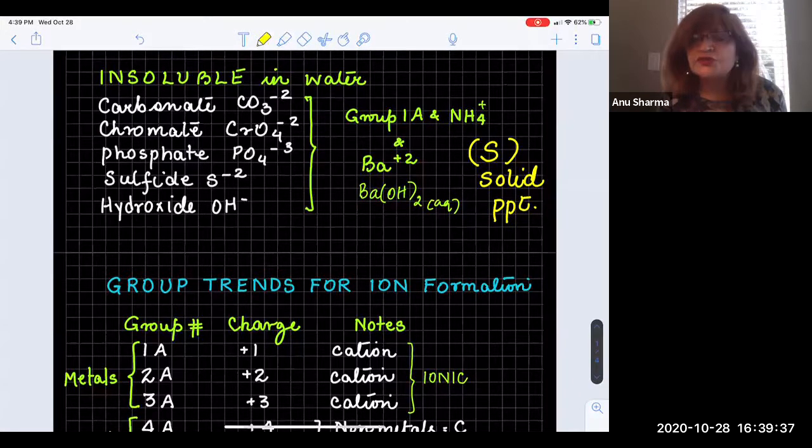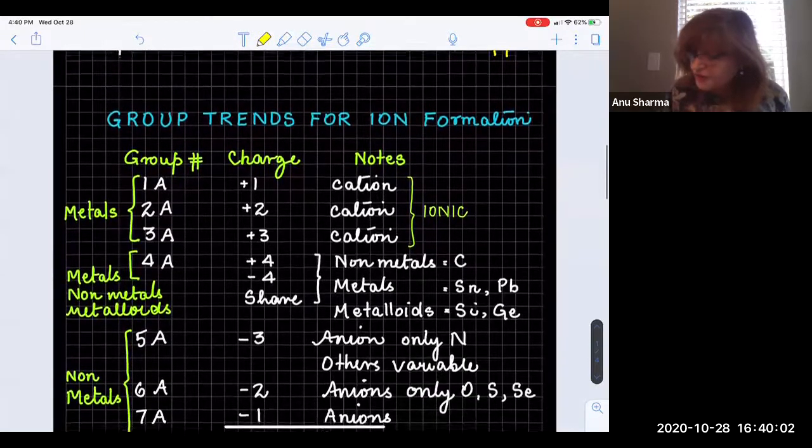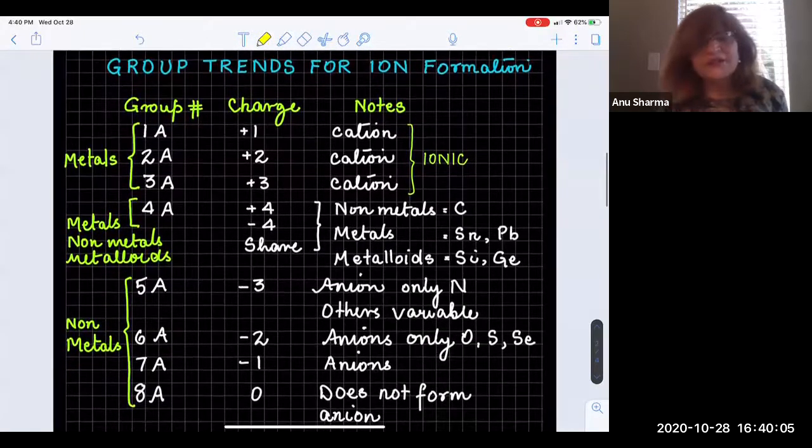But the exception to this rule is group 1A. Anytime group 1A attaches to any one of these anions shown on the left-hand side, or ammonium, then that is going to be soluble, but the rest of them are going to be insoluble. Barium, on the other hand, when it combines with the hydroxide, is going to form a soluble compound. And group 1A hydroxides are soluble, ammonium hydroxide is soluble, so the ones that are insoluble are all other cations except group 1A.